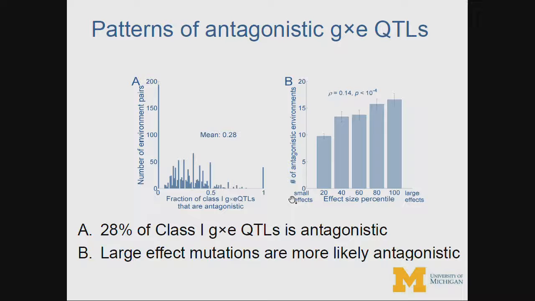And then I ask, is the probability of being antagonistic related to the effect size of a site? In panel B, the x-axis shows the effect size percentile, here is small effect and here is large effect. And the y-axis shows in how many other environments that GQTL shows antagonistic effect. And we have a strong positive correlation between the effect size of a mutation and the number of environments that are antagonistic, which means large effect mutations are more likely to be antagonistic.